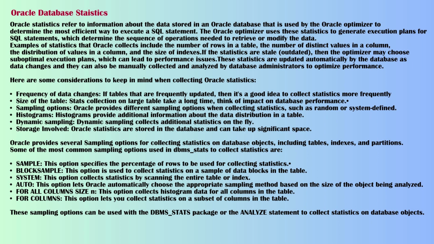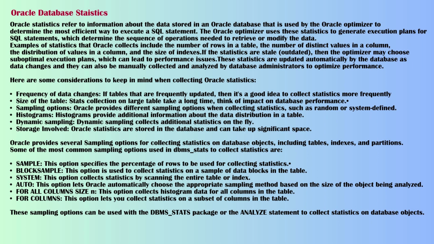Here are some of the most common sampling options. Sample. This option specifies the percentage of rows to be used for collecting statistics. For example, if you specify sample 10, Oracle will use approximately 10% of the rows in the table to compute statistics. Block sample. This option is used to collect statistics on a sample of data blocks in the table. You can specify the percentage of data blocks to be sampled, or you can specify a fixed number of blocks.